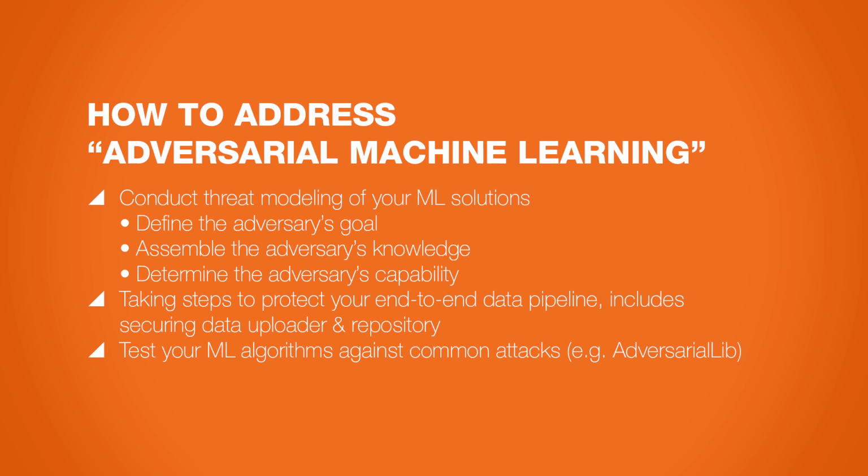Determine the adversary's capability. Can the attacker poison the dataset, tamper with the machine learning model, or subvert the alerting system? The second step is to chart the necessary steps to protecting your data pipeline end-to-end. This includes securing the data uploader as well as the repository that ultimately hosts the input data and the machine learning models. Finally, check out Adversarial Lib, an open source tool for testing your machine learning algorithms against common attacks.